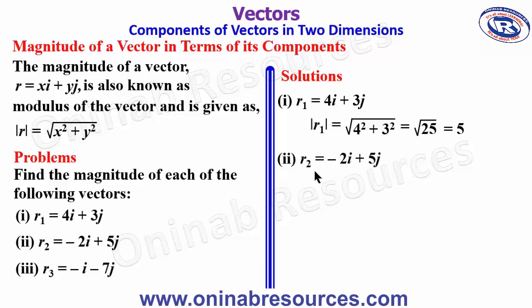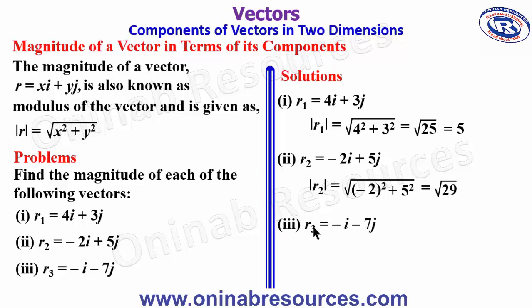For r2, we have r2 equals negative 2i plus 5j, and then the magnitude or the modulus of r2 is going to be the square root of negative 2 squared plus 5 squared, and negative 2 squared is 4, plus 25 gives root 29. And that's all for the modulus or magnitude of r2.